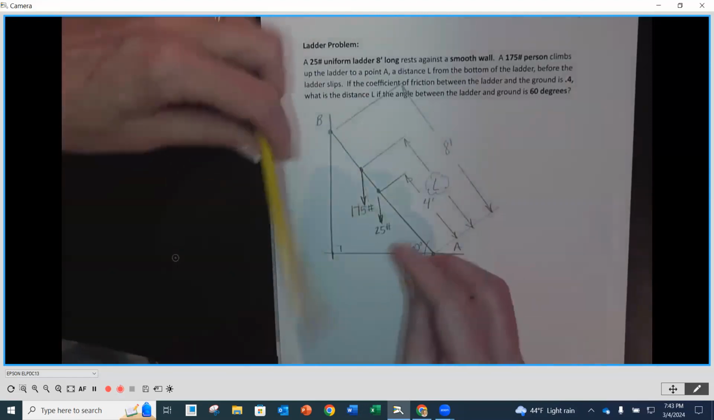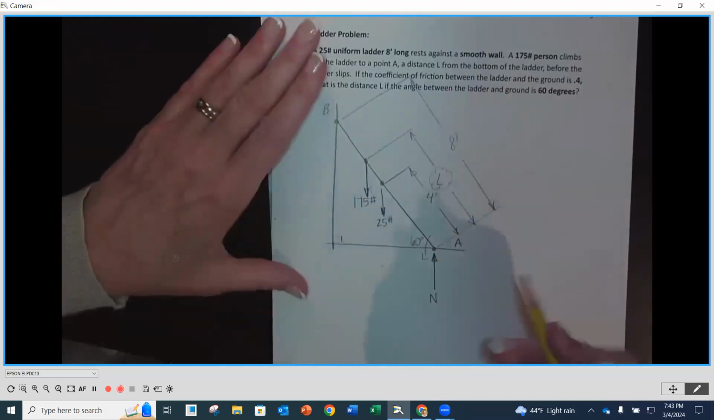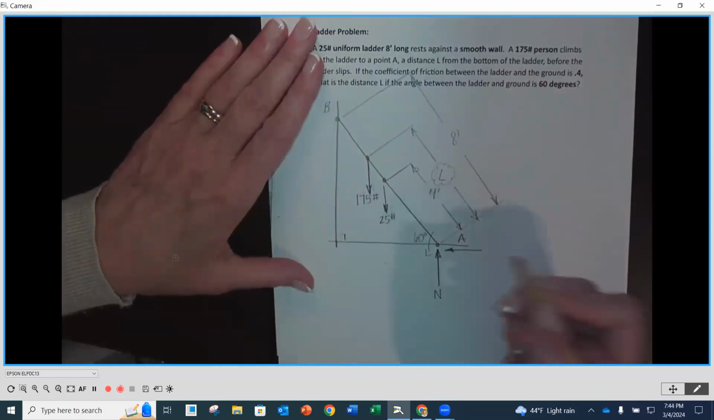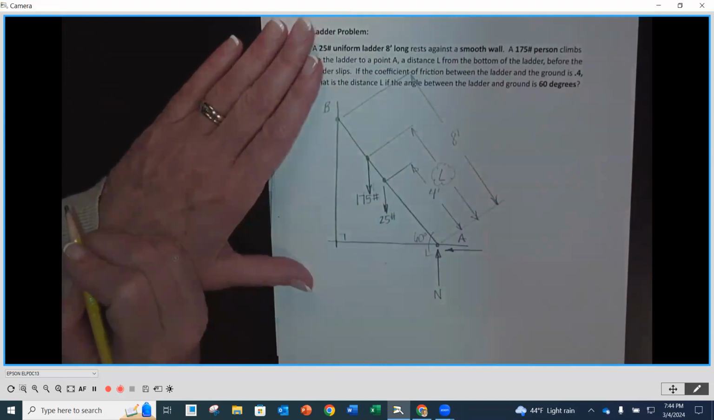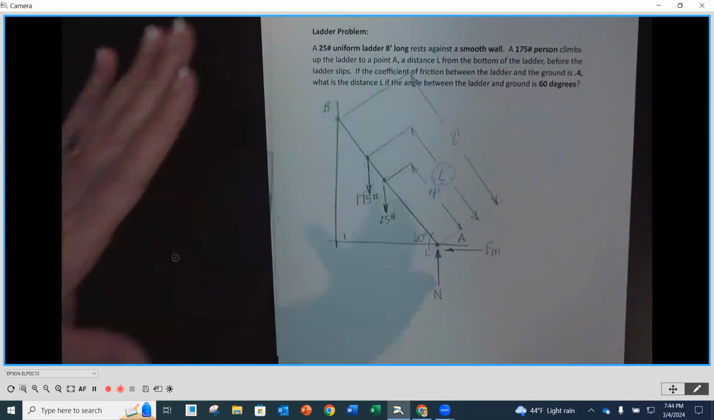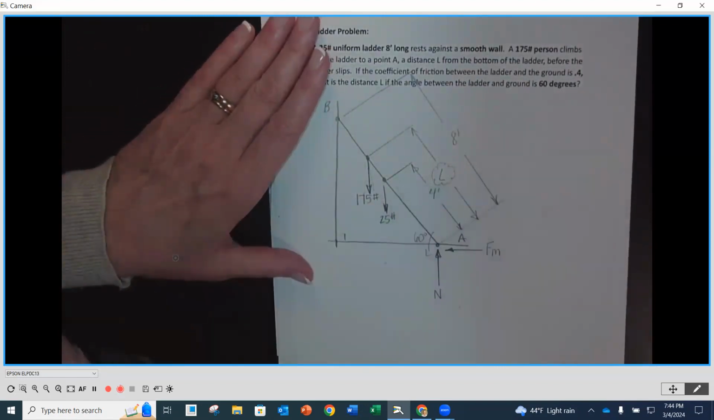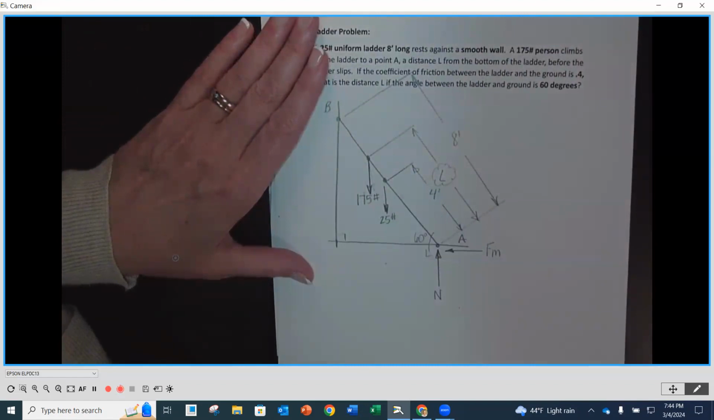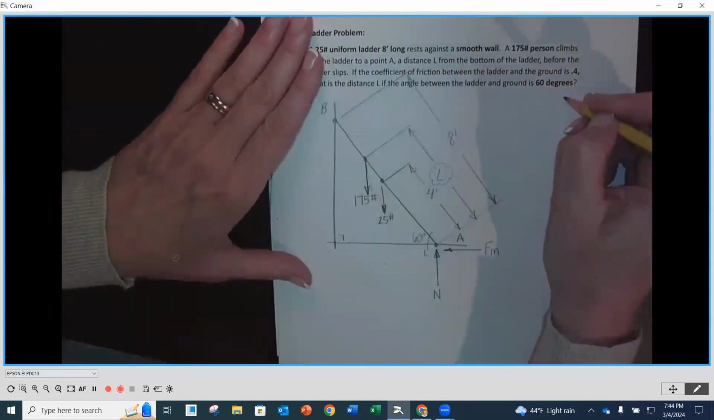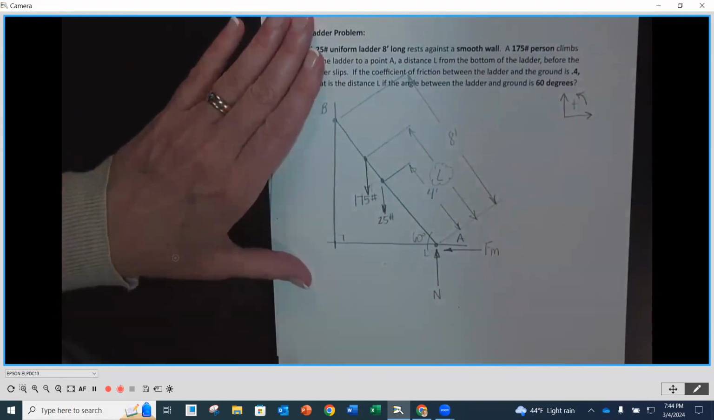Now, this ladder is going to want to move this way, so it's going to want to move that way. So the friction force is going to go in the opposite direction of motion. And that maximum friction force, because we want to know how far they can go up right before it's going to start to slip, is going to be that value there. Let me put our convention in here, same as what we've been using, because that will come in handy. So that's what's going on down here, our friction and our normal force.